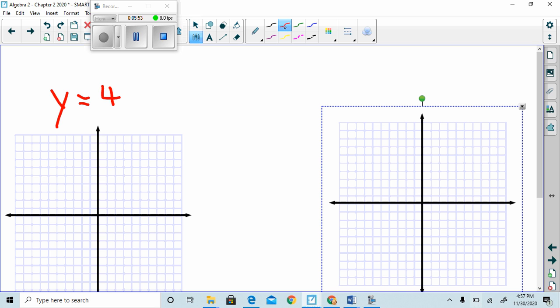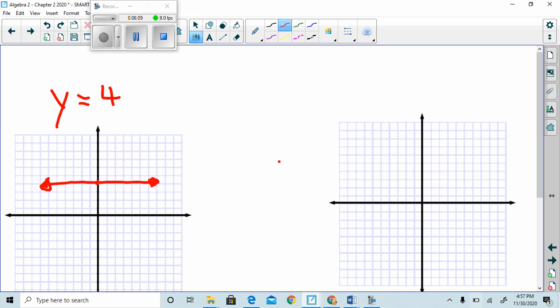Well, if y is always equal to 4, I'm going to find 4. 1, 2, 3, 4. And then I'm just going to do that line across, a horizontal line. If I wanted to graph the other constant, which is x is equal to, let's say, -3, I find -3 on my x-axis, 1, 2, 3, and I know that x will always be -3 regardless of my y value, and there's my other constant.